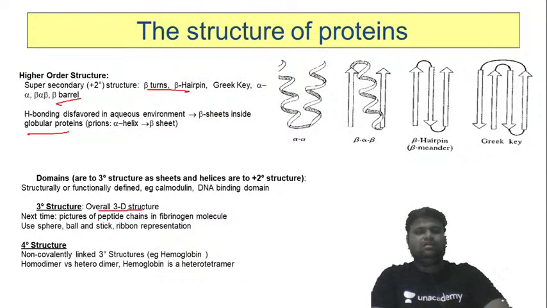And next comes the quaternary structure. For example, in case of hemoglobin, there is a difference between homodimer and heterodimer. Hemoglobin is a heterotetramer.